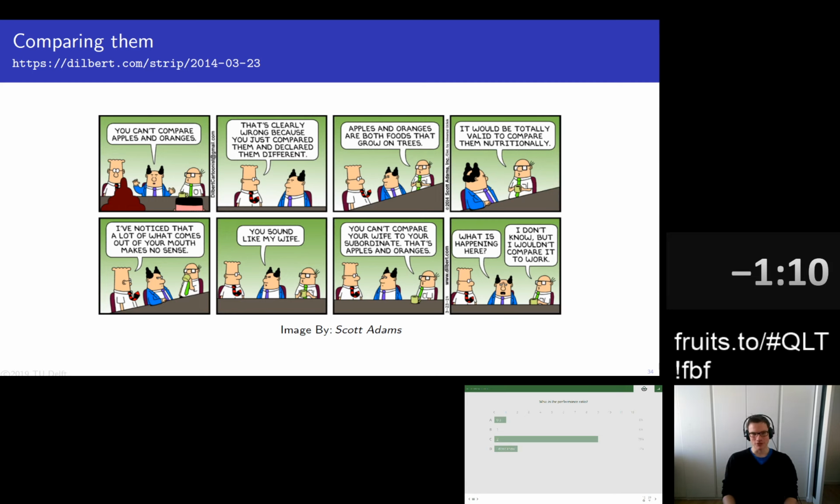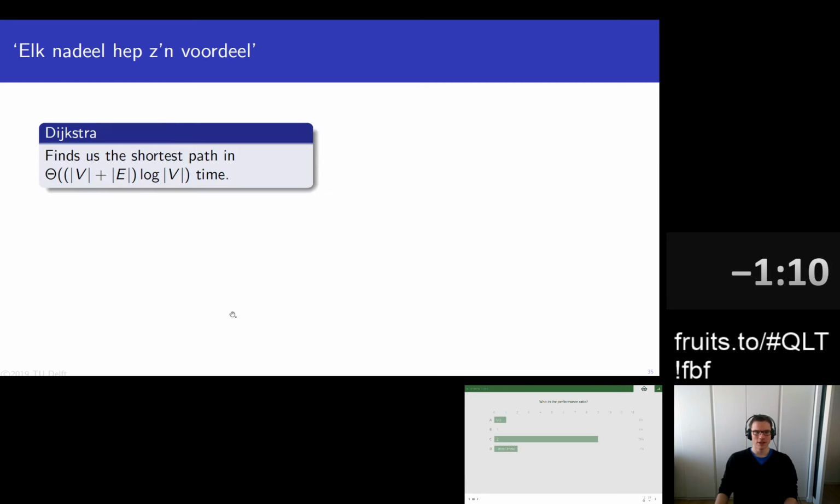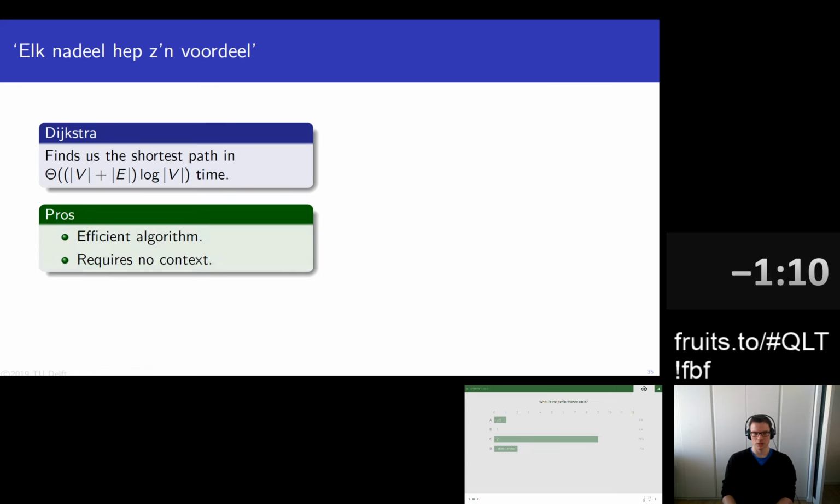So what are our options? Well, on the one hand, we have Dijkstra, which finds us the shortest path in V plus E log V time. It's an efficient algorithm, and it requires no further knowledge of any context. Just give me a graph. I don't care what it represents. It could represent the Dutch railway network. It could represent a set of jobs that you need to do with a certain time indicated on the edges. It could represent anything, and I'll find you the shortest path.